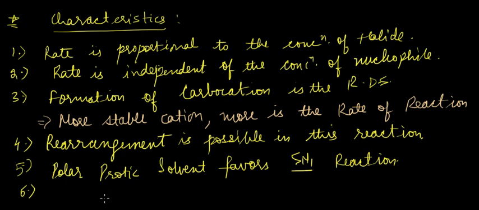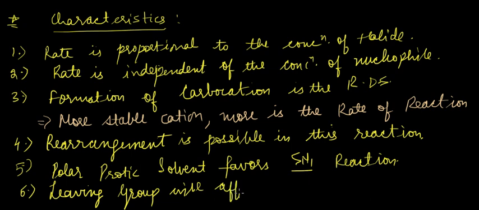Sixth point is the leaving group will affect the rate of SN1. Okay, so with this we come to an end of this lecture. In the next lecture we'll be comparing the rate of SN1 reactions in different compounds. So till then, good luck and goodbye.